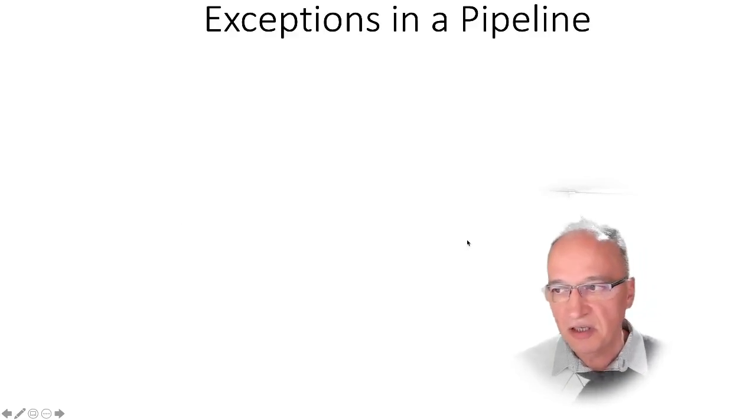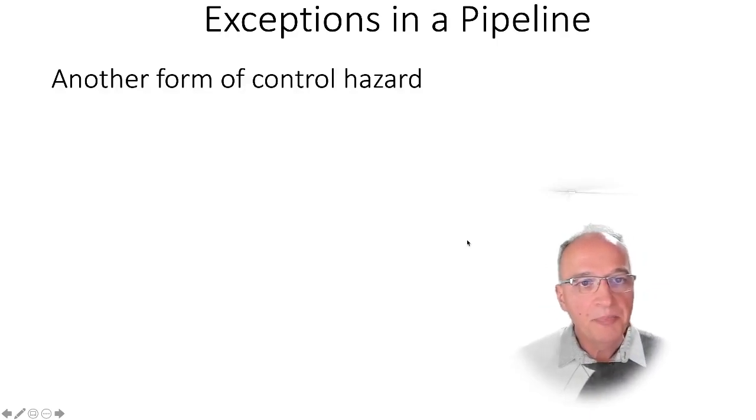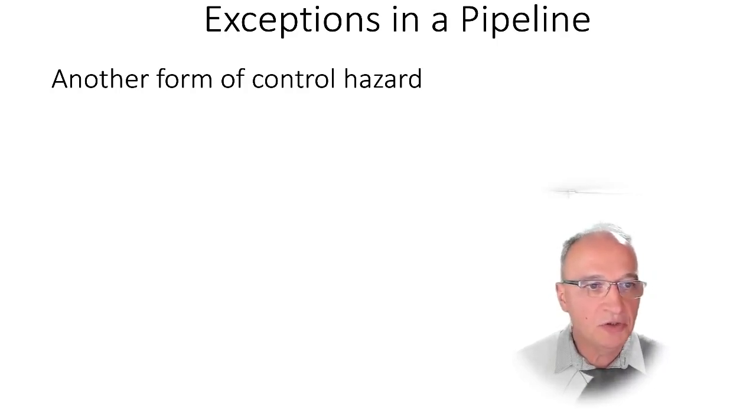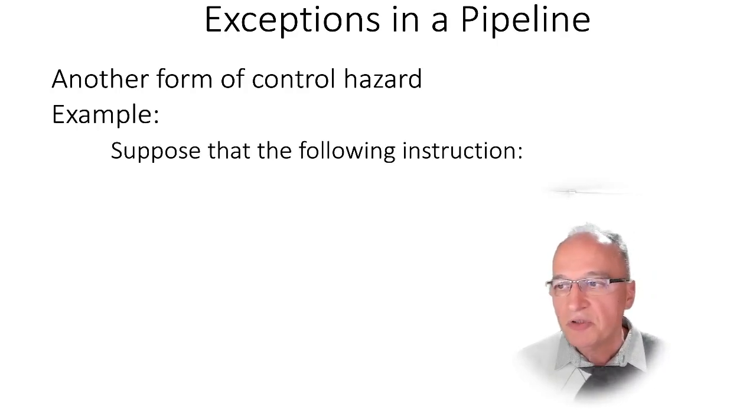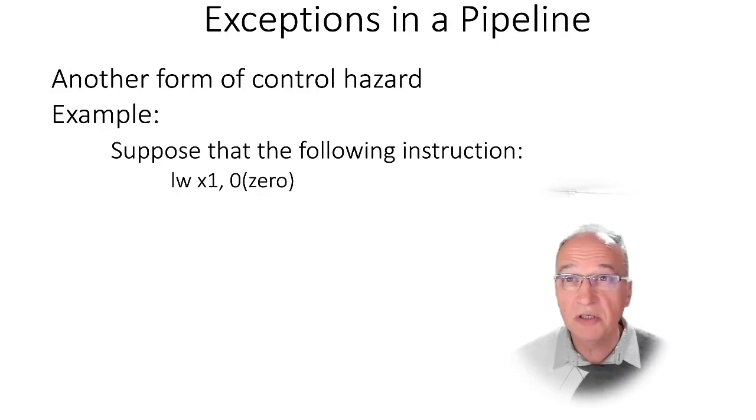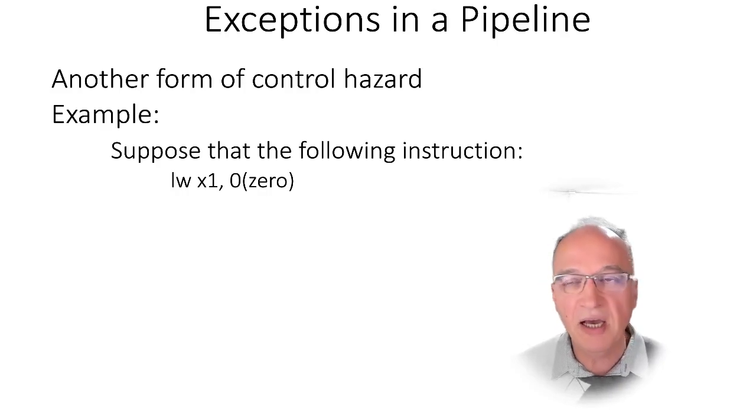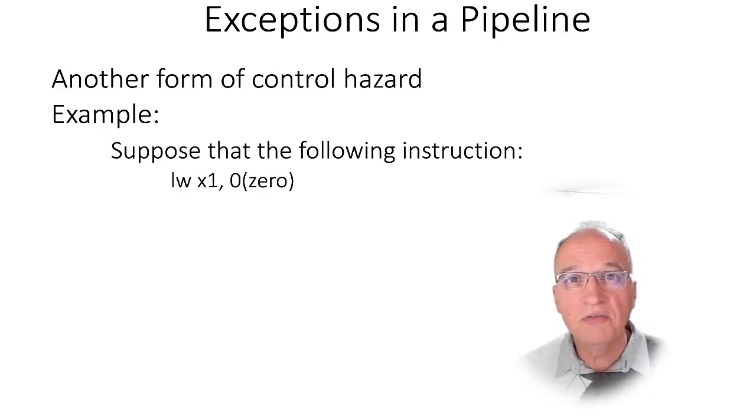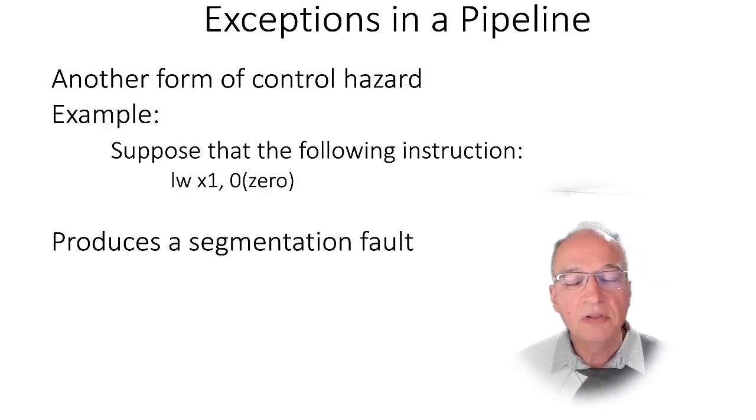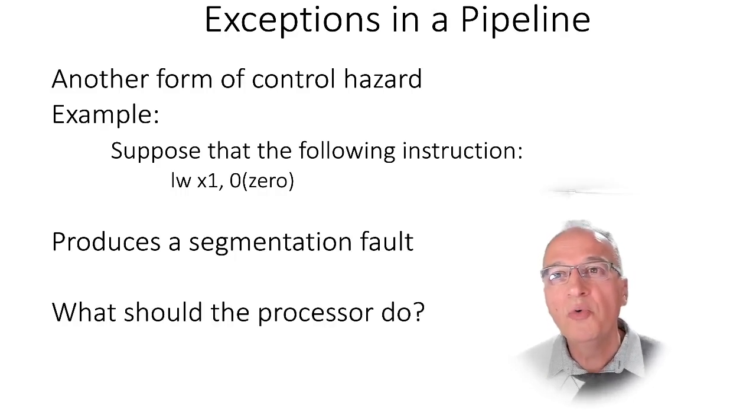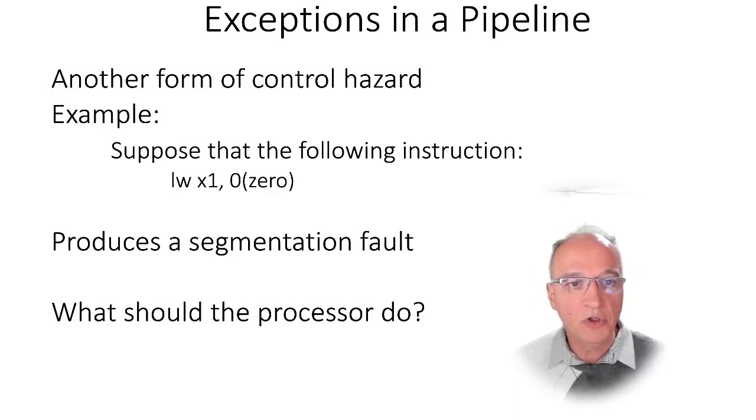So first, let's discuss exceptions in the pipeline. An exception is just another form of a control hazard that happens during the execution of an instruction. For example, suppose that the following instruction, load x1 0, means that I'm loading from the register 0, and the register 0 is protected and cannot be loaded from by a user program. So the execution of this instruction will produce a segmentation fault. So the question is, what should the processor do when such a segmentation fault occurs?